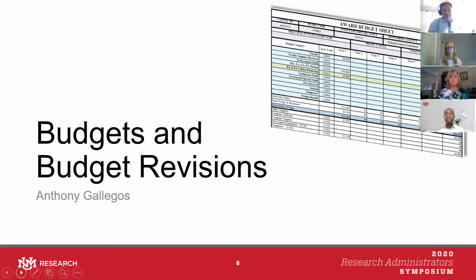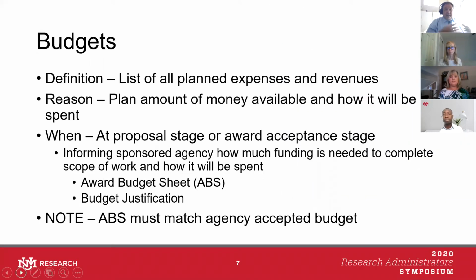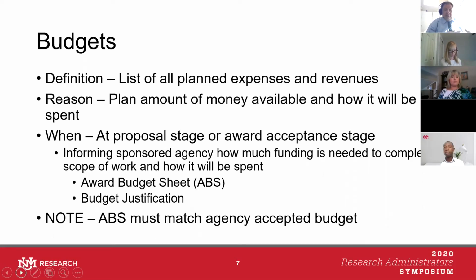The next topic I'm going to be discussing is budgets and budget revisions. Okay. Put simply, a budget is a list of all planned expenses and revenues. Basically, it's a plan on how the money is going to be spent throughout the life of the project. The budget is actually prepared at the proposal stage or the award acceptance stage of the award process. It's the information provided to the sponsoring agency on how much money is going to be needed to complete the scope of work and how it's going to be spent.